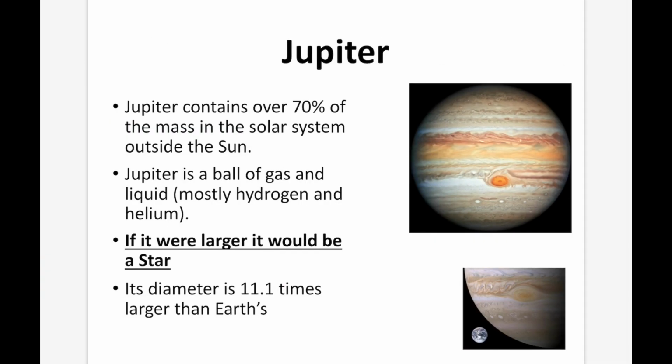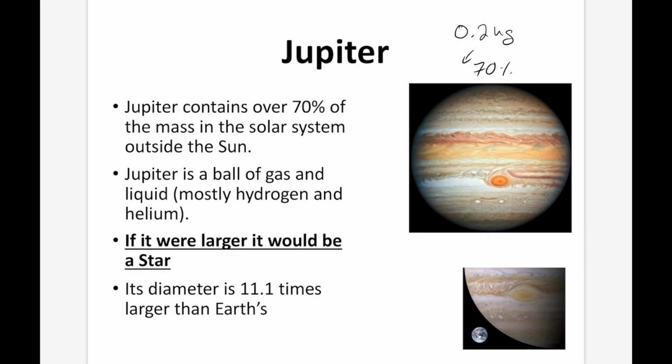Jupiter. Jupiter contains over 70% of the mass of the solar system outside the sun. So remember we talked about that 0.2 kilograms that were left over? Well, 70% of it belongs to Jupiter. It's a ball of gas and liquid, mostly hydrogen and helium. And if it were larger, it would actually be a star. It's composed of the right stuff. It's just not big enough to have enough pressure and temperature in its core to undergo that fusion reaction.